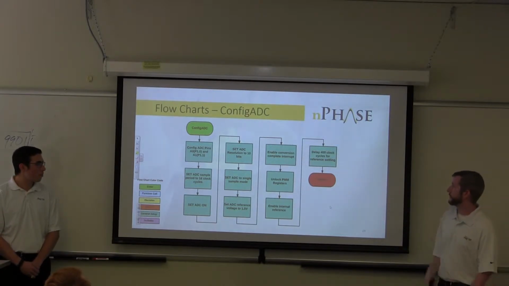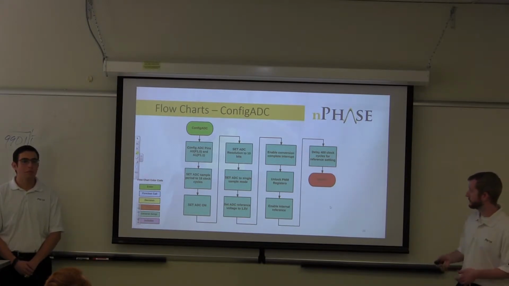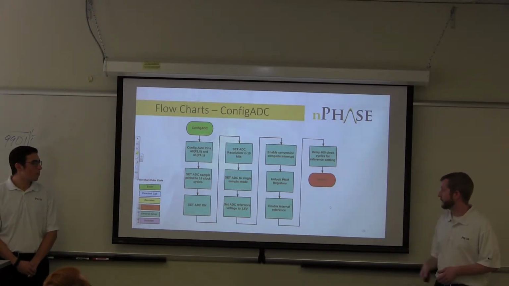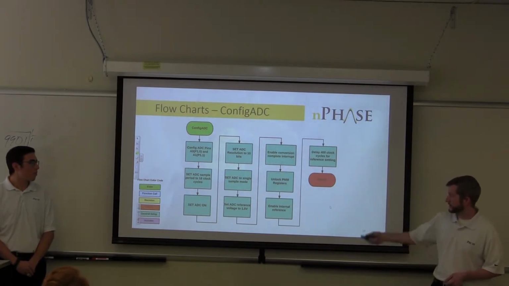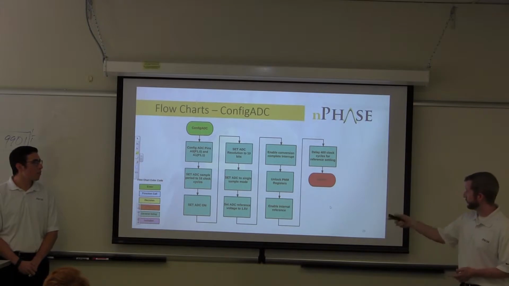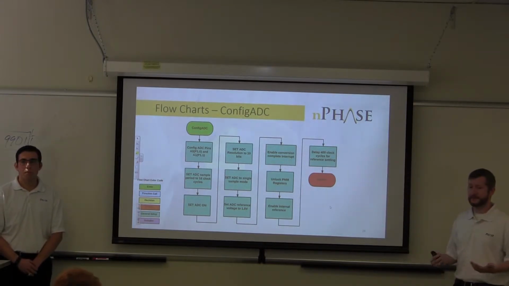We need to enable our conversion complete interrupt that allows us to convert the information we're playing off of something usable. The last step is to unlock our PMM registers so that we can enable the internal reference, which is just our reference voltage to 1.5. We're going to also delay to give that reference time to settle.